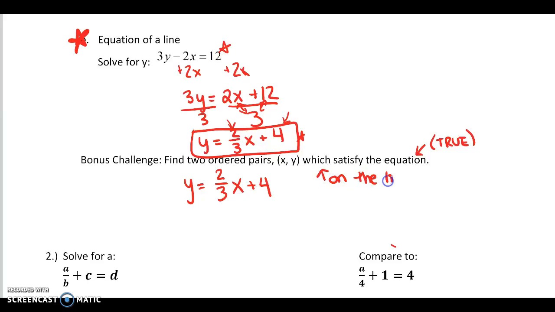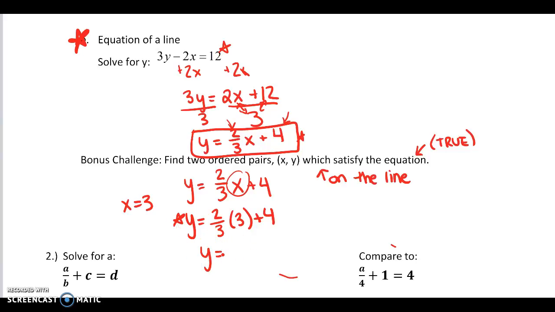So once you have an equation, if you want to find something that makes it true, all you have to do is plug something in for one of the variables and get the y as the output. So for example, let's say x is 3. So if I know x is 3, I'm going to plug it in for x here. So I have 2/3 times 3 plus 4. And if I solve this equation, it's going to tell me what y equals when x is 3.